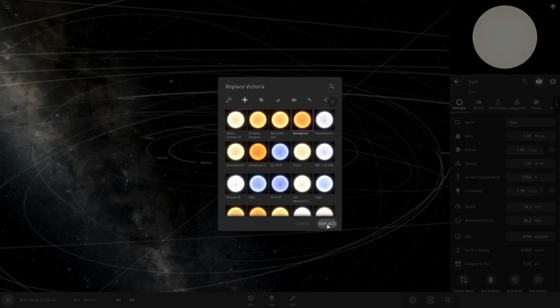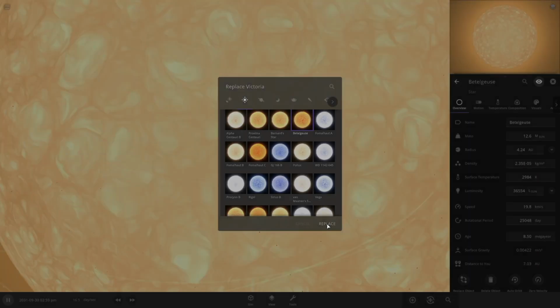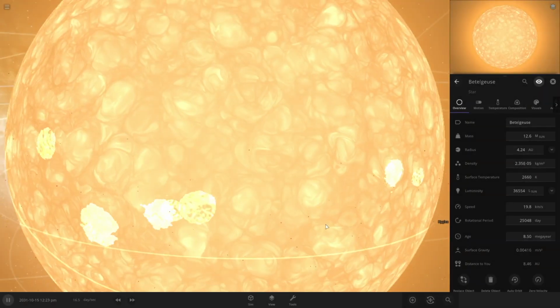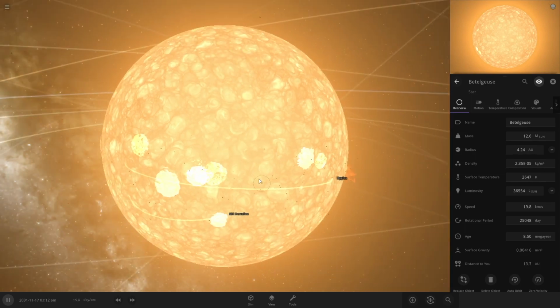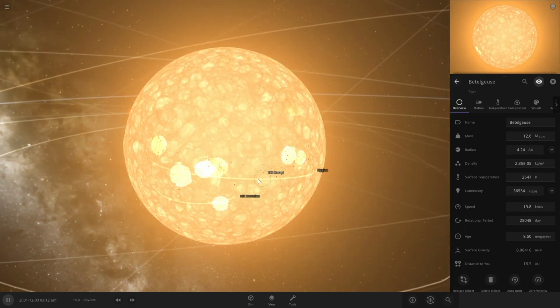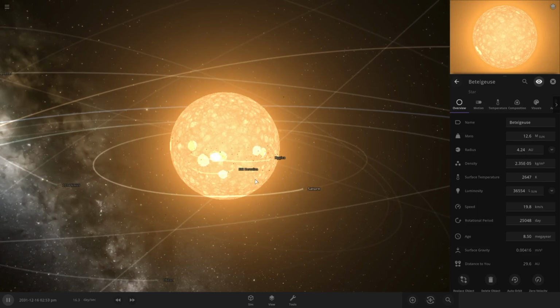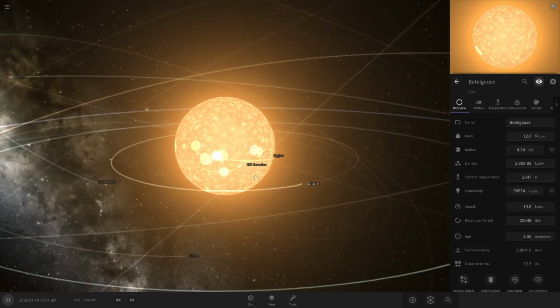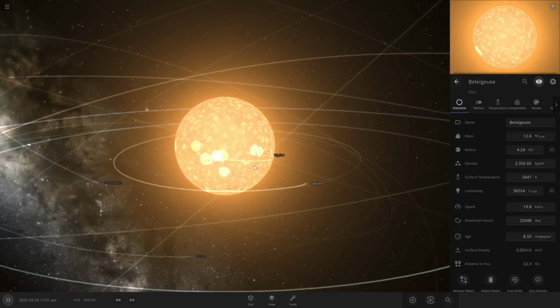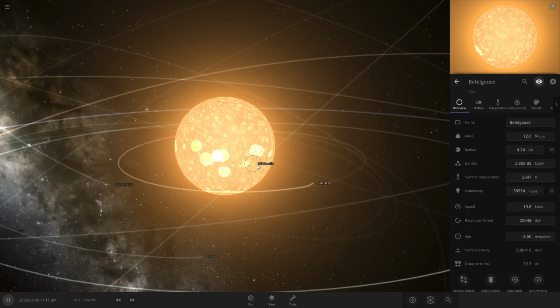Here we go. Look at the size of that behemoth. Here's the orbit of Saturn. The orbit of Jupiter is just at the outer boundaries of the star's equator. You see the flares and the prominences leaping off the red supergiant's surface, the photosphere.